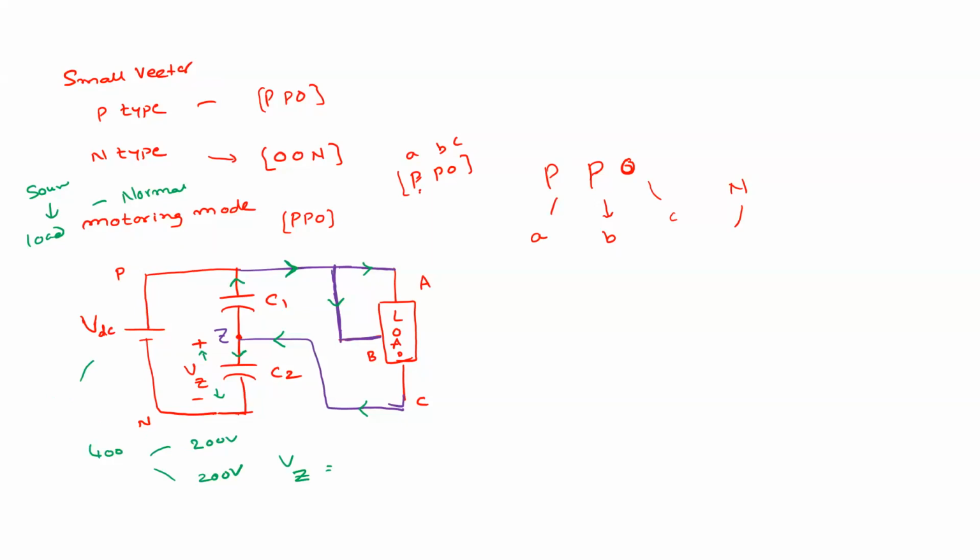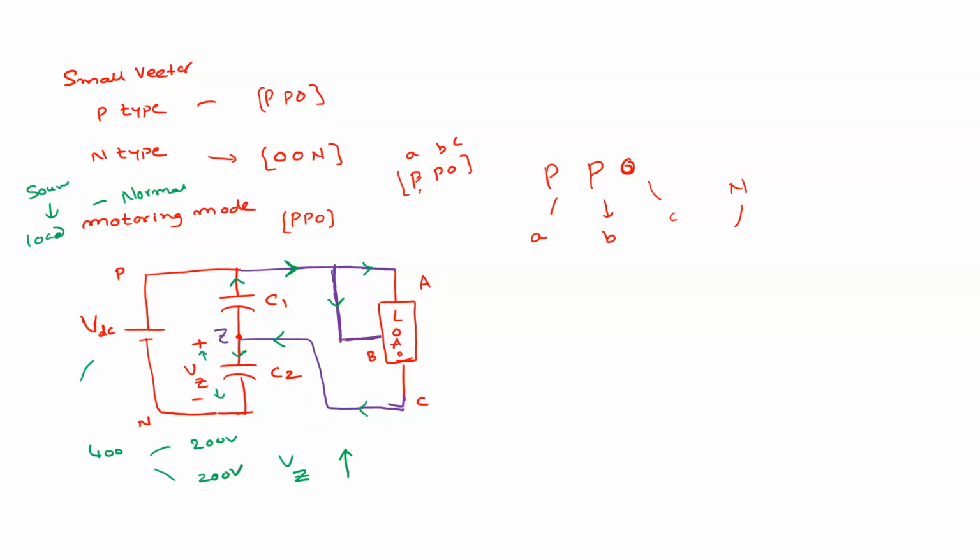So what will happen? This capacitor is charging, so the VZ value will be increased. So we have a deviation in the neutral point voltage. This P-type, or this PP0 vector, is causing a deviation in the neutral point voltage. So what kind of deviation is it? It is increasing the neutral point voltage VZ, right?